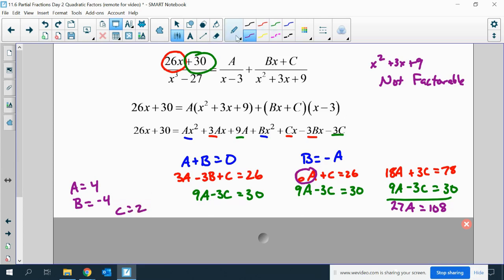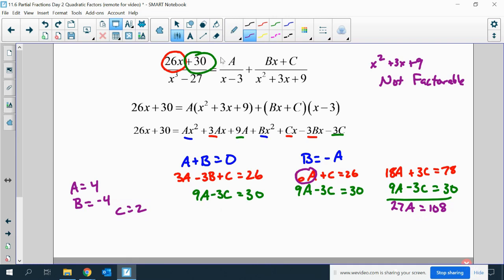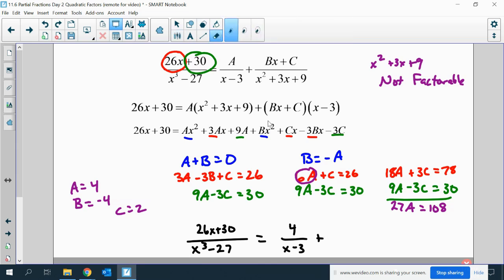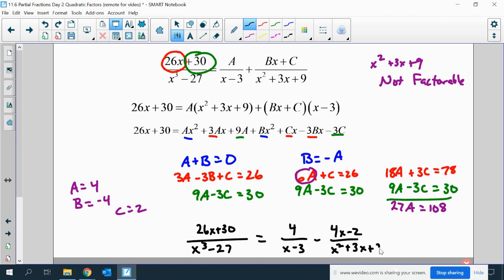So if I want to write my final answer for this problem, I would end up with 26x plus 30 over x cubed minus 27 is equal to 4 over x minus 3 plus negative 4x plus 2, which means I could also factor out this negative if I wanted to and make it minus 4x minus 2. Remember, if I factor out the negative, then the sign has to change, over x squared plus 3x plus 9.